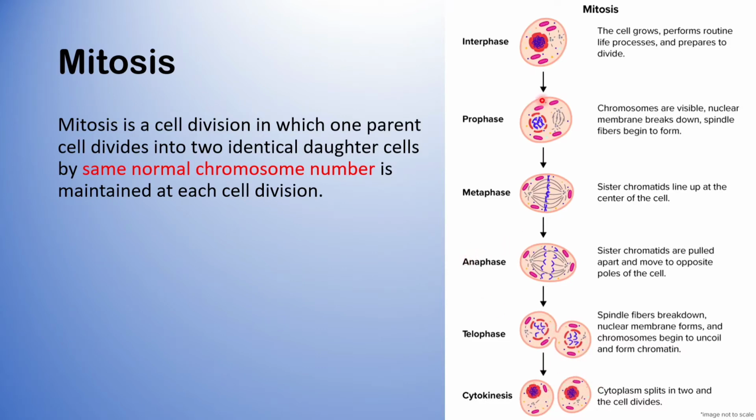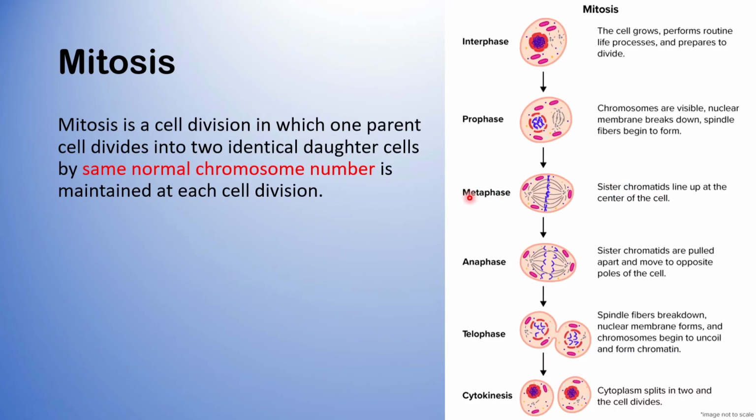Okay, so here is the process. You can see the stages of mitosis. So interphase is the first phase, where the cell grows, performs routine life processes and prepares to divide. Then prophase, where chromosomes are visible, the nuclear membrane breaks down, and spindle fibers begin to form. I will discuss that later in this video, but it is short.